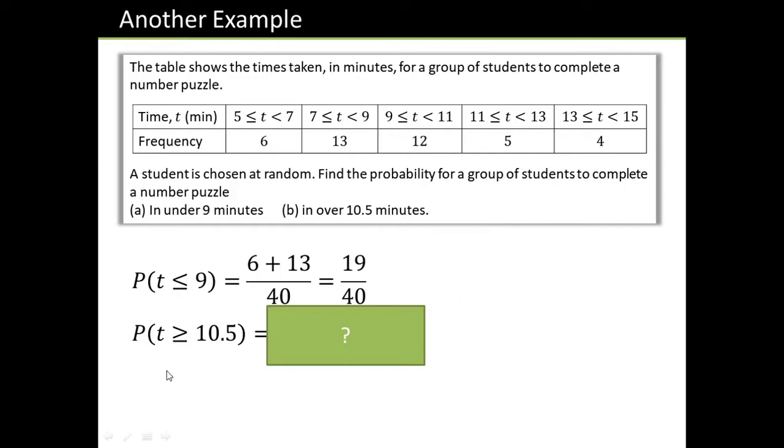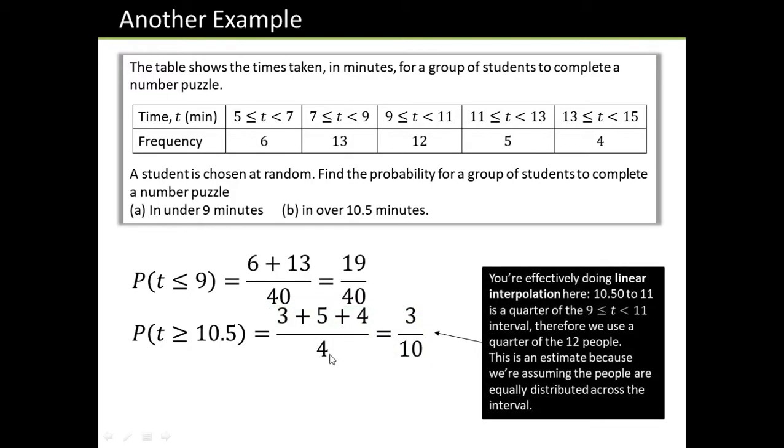The next one is a little bit more tricky, I suppose, because we haven't got an exact cutoff for where 10.5 is. But 10.5 to 11 is a quarter of the distance from 9 to 11, and a quarter of 12 is 3. So if we assume, and assuming in probabilities is a dangerous thing, that the people were equally spread out in this time range, there are 3 people from 10.5 to 11, and then another 9 people that are above that. So in total, we've got 3 plus 5 plus 4 out of 40. This number's wrong, it should say 40. And that cancels down to 3 out of 10.